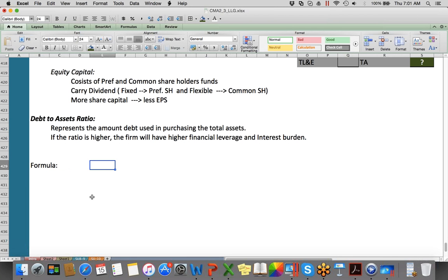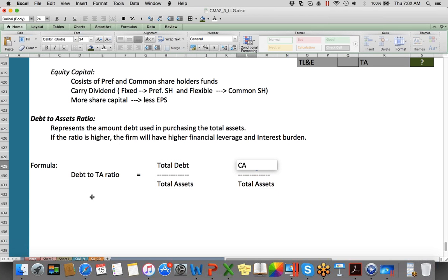Debt to total asset ratio equals total debt divided by total assets, which means current liabilities plus long term liabilities divided by current assets plus fixed assets.